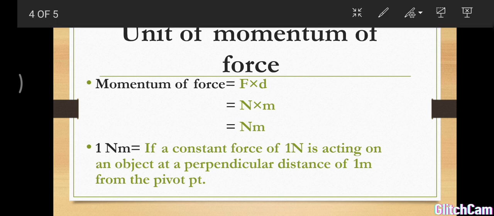Now, what is the unit of moment of force? As you know, moment of force equals F into D. The SI unit of force is Newton and the SI unit of distance is meter. So the unit of moment of force is Newton meter. Then what is 1 Newton meter? If a constant force of 1 Newton is acting on an object at a perpendicular distance of 1 meter, then the moment of force is equal to 1 Newton meter. So in SI units, the unit of moment of force is Newton meter.